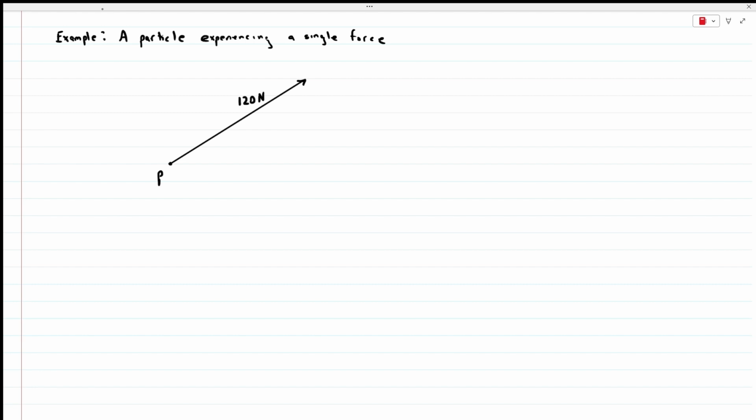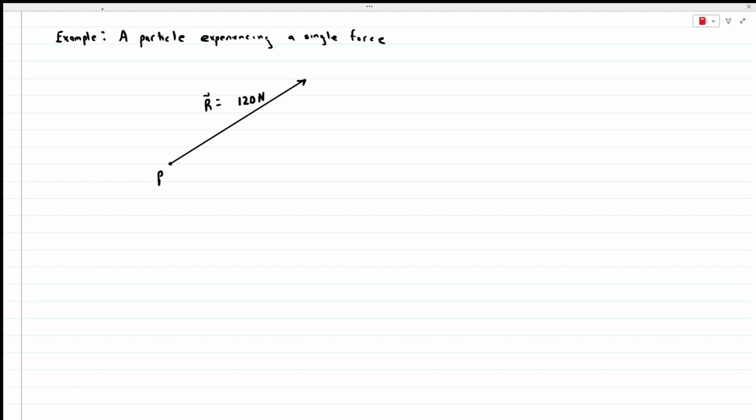Let's say we have a particle, and this particle P is experiencing a single force. What's that single force that it's experiencing? The particle P is experiencing a force of 120 newtons. It's asking, find the components of my vector r, which point in the direction A and the direction B.